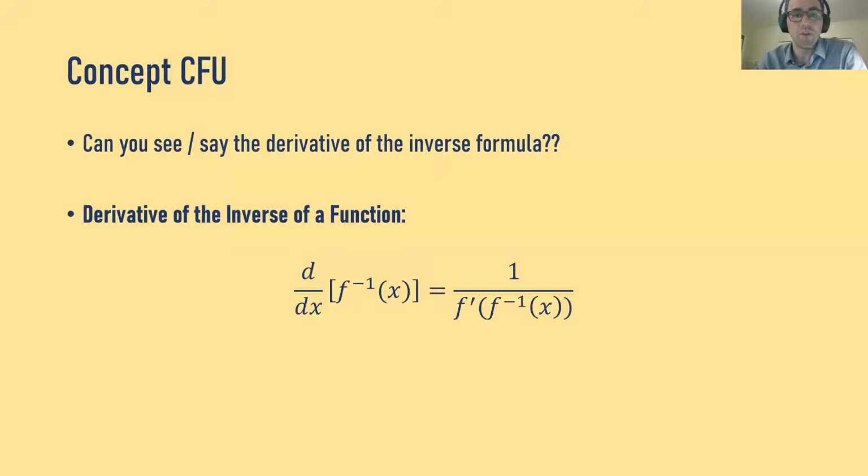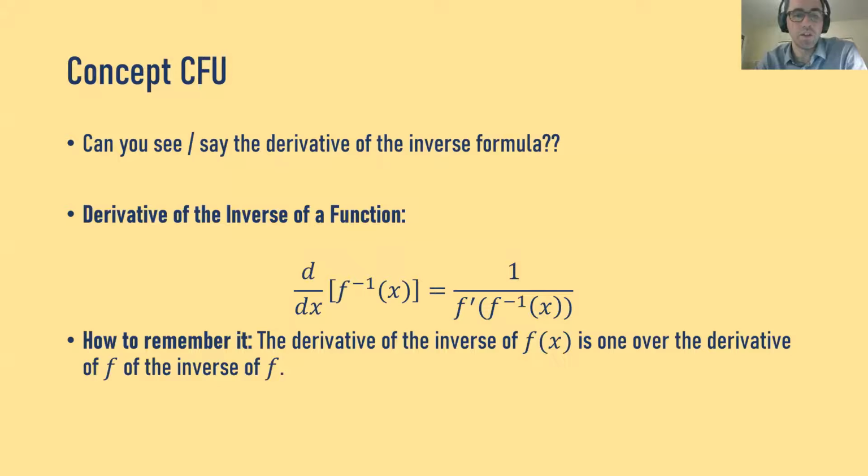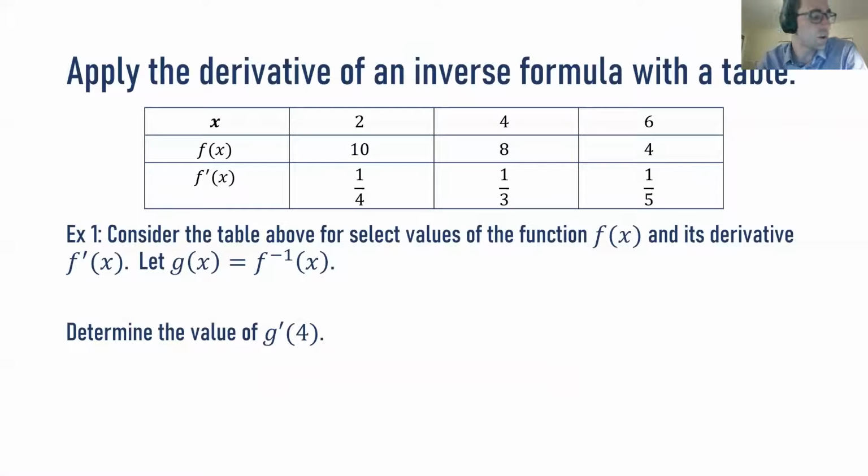So it's derivative of f inverse of x equals 1 over f prime of f inverse of x. And another way to say it: derivative of the inverse of f of x is 1 over the derivative of f of the inverse of f. There we go. So now to bring it home, we're going to focus on an example. So take a moment to copy this down if you're following along. And I'm switching to the doc cam so you can follow my thinking over there.